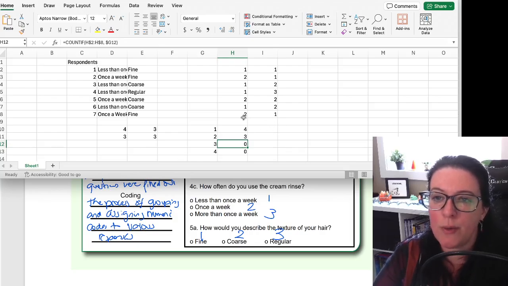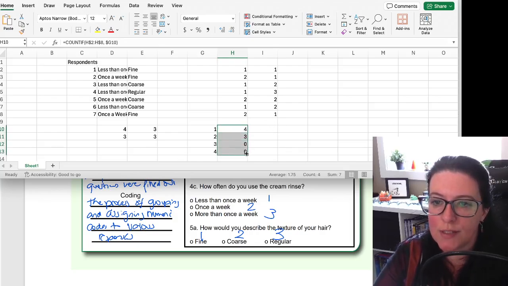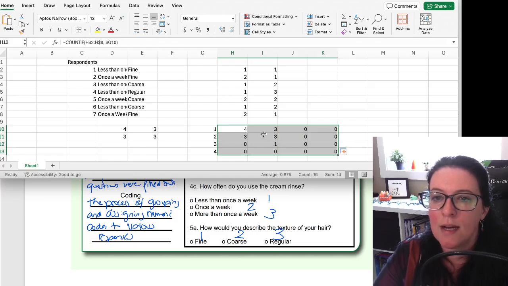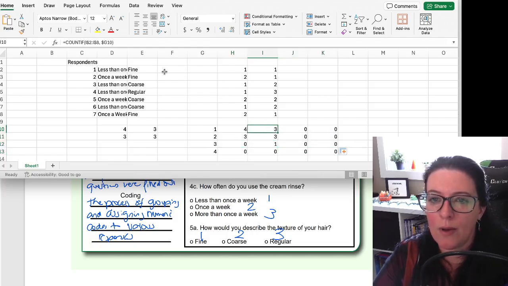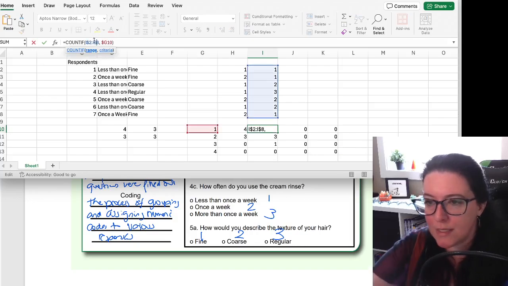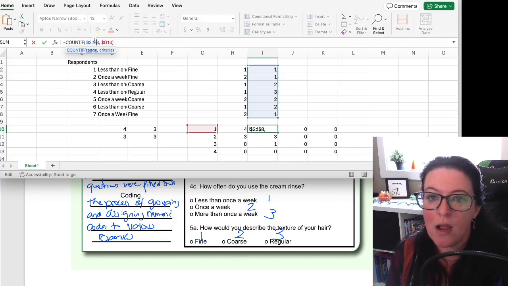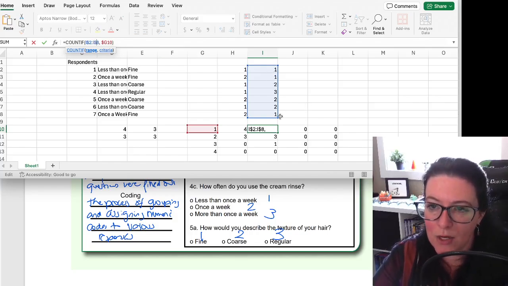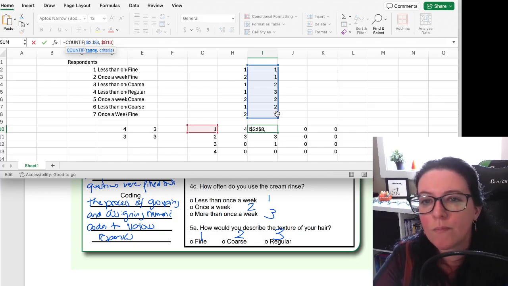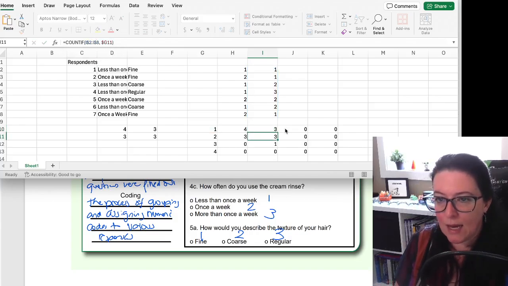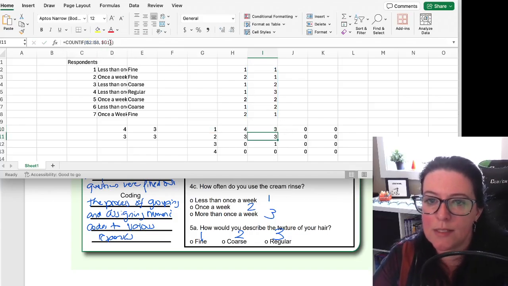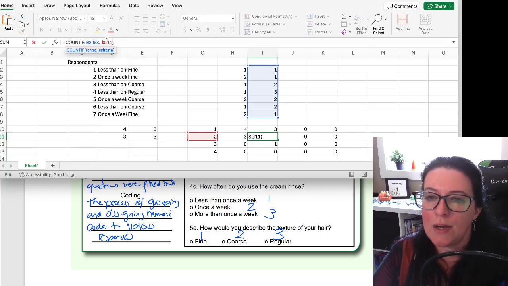Now, the benefit of doing this coding is I can actually just keep going across. And what you see here now is that for this next question, the one on how would you describe the texture of your hair, I have it set on that column, that variable, and it's looking for all the ones and counting those. And I also have it counting, as we see here, the number of 2s.